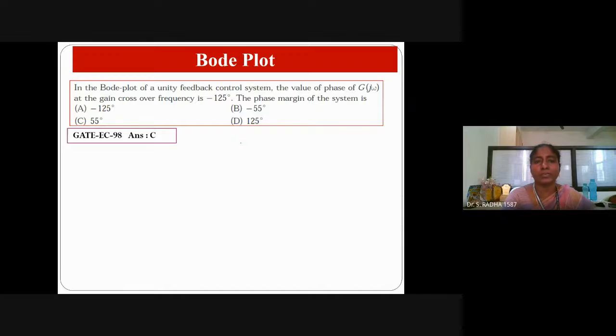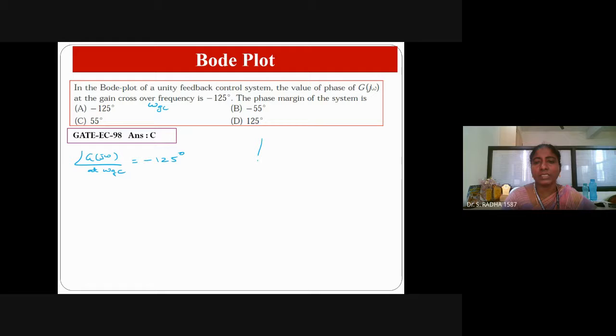At the gain crossover frequency. In the Bode plot of a unity feedback control system, the value of the phase of G of j omega at gain crossover frequency, omega GC, is minus 125. What they have given is that the angle of G of j omega at omega GC is minus 125 degrees. This is nothing but phi GC.